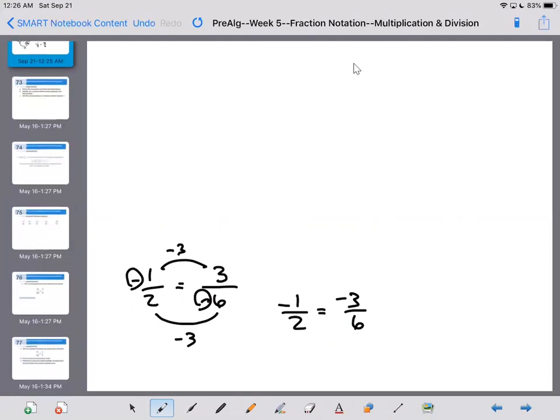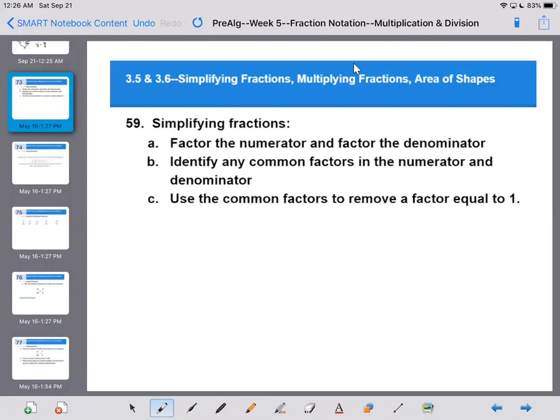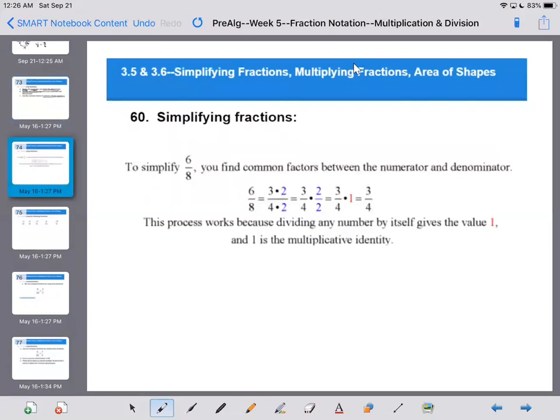All right. Another one is simplifying fractions. So we think about factoring. We've already talked about factoring the numerator and factoring the denominator. You want to identify those common factors and then remove them or divide them out to get a value of 1. So in this case, you look at 6/8.